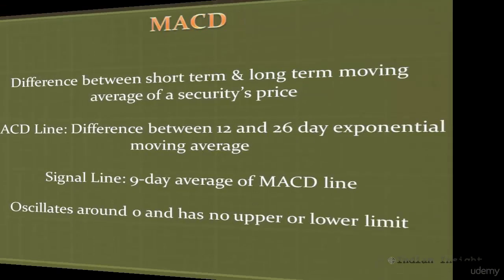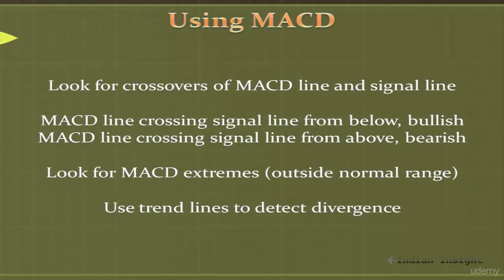Overall, there are three ways you can use MACD. These three ways are shown here. The first way is to look for crossovers of the MACD line and the signal line. The crossover of the MACD line may be a way to generate a buy or sell signal, since the signal line is the slow moving line while the MACD line is the faster moving line.